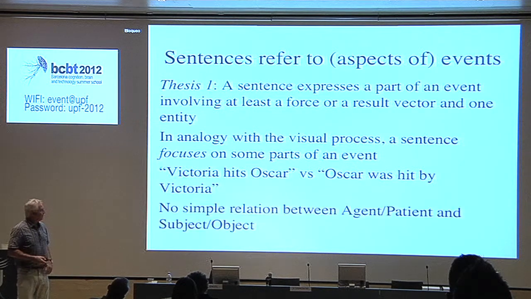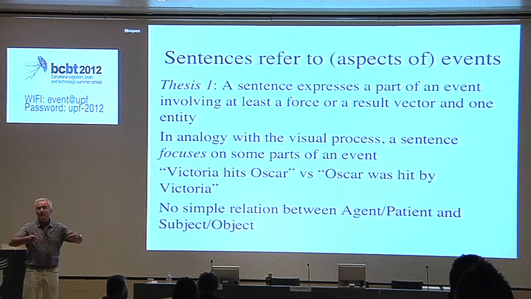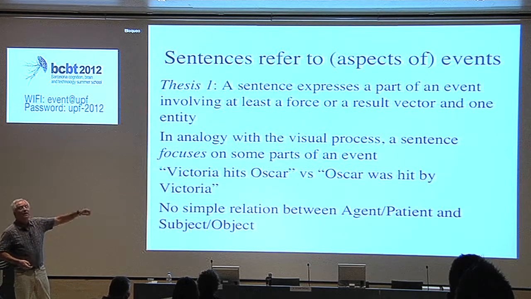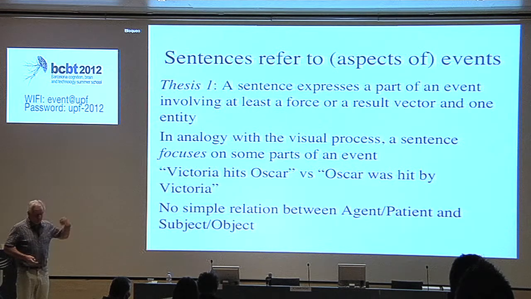And that means that in this sentence, here is the subject, this is the object. Here is the subject, this is the object in grammatical terms. But this is the agent, this is the patient; this is the patient, this is the agent. There is no simple mapping between subject and object and patient and agent. That depends on how you focus here. The subject in English and many other languages is very often the thing that is focused on and doesn't determine whether the focused thing is the agent or patient.